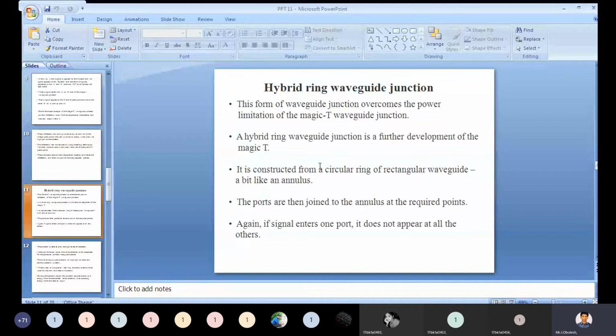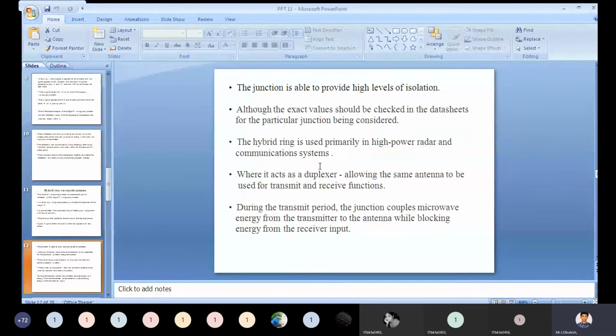Again, since this is a further development of the magic waveguide junction, if a signal enters one of the ports of this hybrid ring waveguide junction, it does not appear at all the others, which means that the junction is able to provide high levels of isolation.